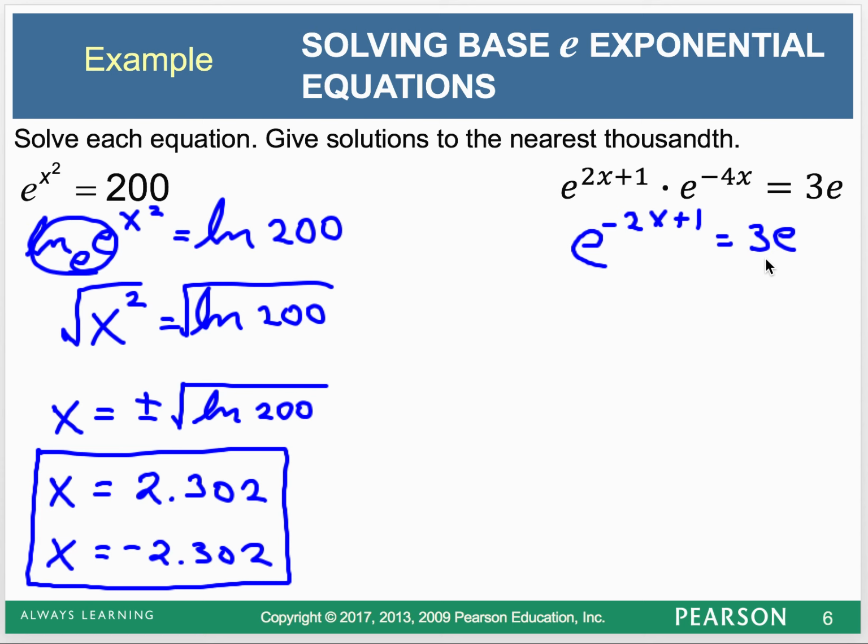Hey, I've got an e over here. Okay, now remember this is e to the 1. If I have exponential numbers with the same base being divided, I subtract the exponents. So negative 2x plus 1 minus 1.